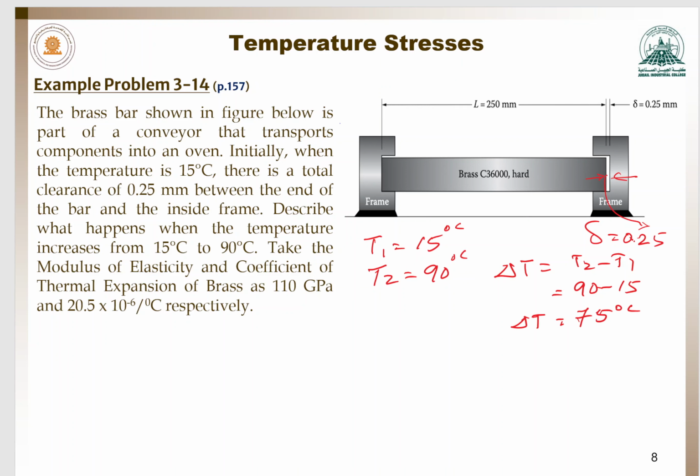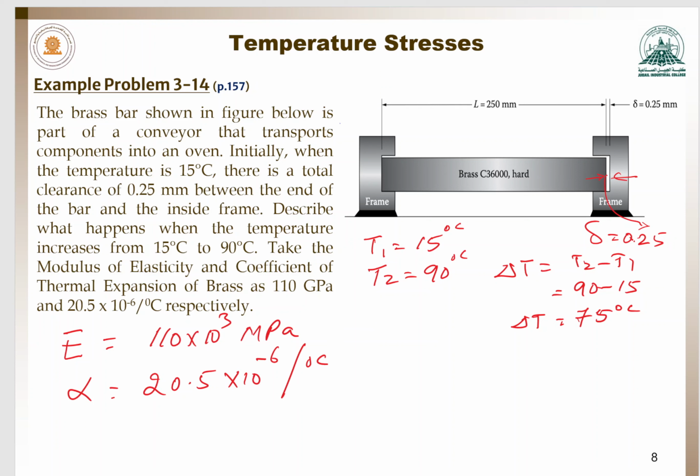Okay. Take the modulus of elasticity he has given us. How much does he give for the modulus of elasticity? E is equal to 110 into 10 cube megapascal, and then the coefficient of linear expansion as 20.5 into 10 to the power of minus 6 per degree Celsius, is it not? This is what he has given us. So all information is there.